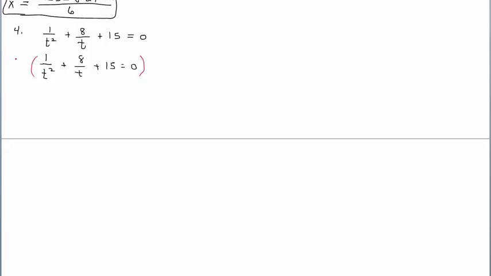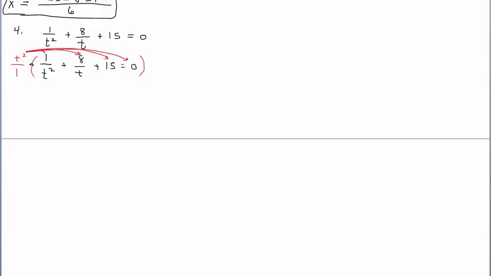All right, the least common denominator is t squared, so we'll go ahead and make that a fraction. We'll disregard the 1 when we multiply by 15. Show that you're going to multiply by all the terms in the equation and even the 0.